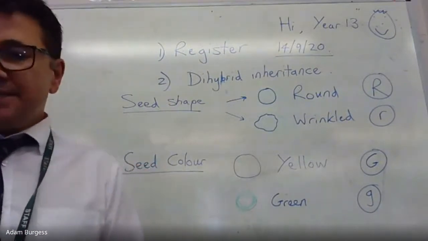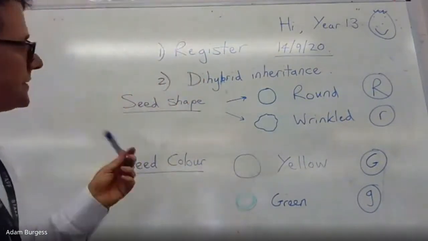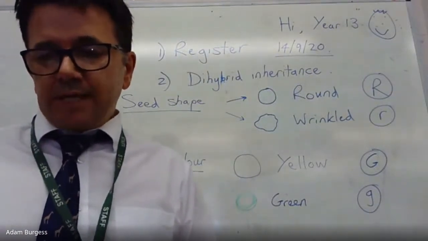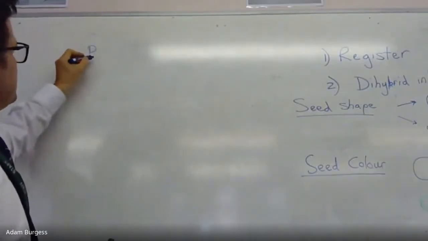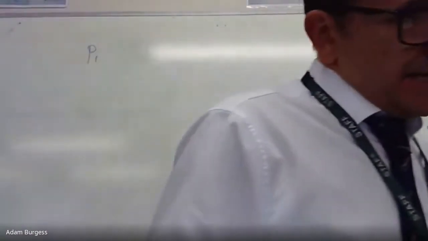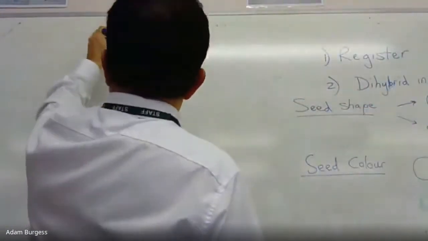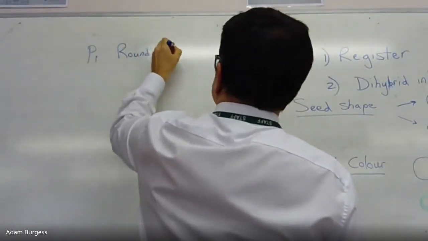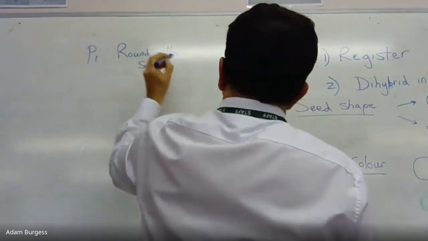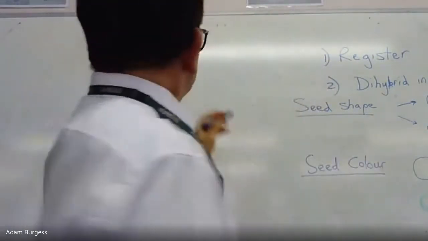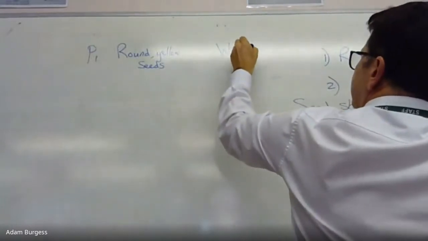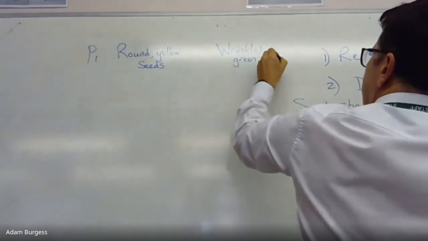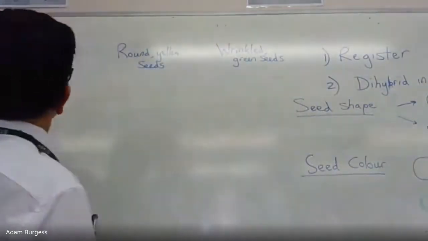He carried out two crosses. So I'll show you what he crossed. He crossed the round yellow seeds with wrinkled green seeds. Right, so P1 is round yellow seeds. So that's the phenotype, round yellow seeds, okay. So that's the first parent, and the second parent is wrinkled green seeds. So that's the phenotype.